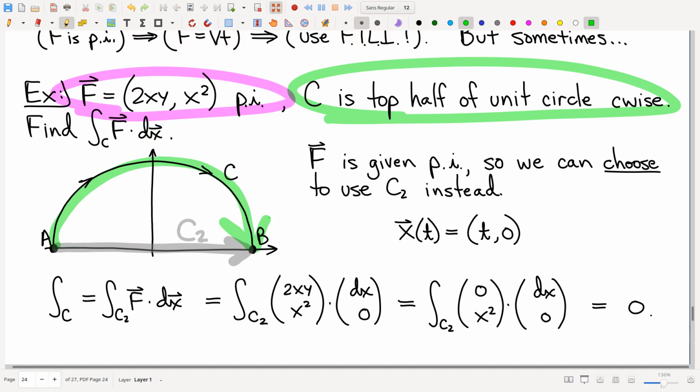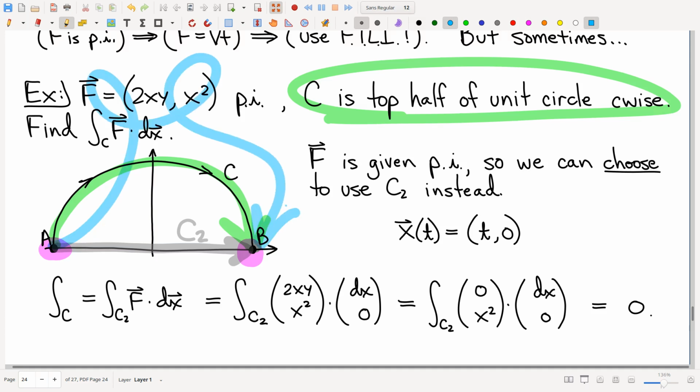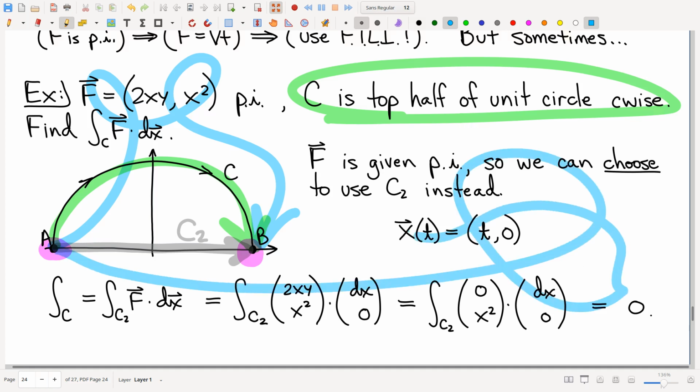Nobody wants that. Okay, but because my vector field is path independent, as long as I fix the starting point, as long as I fix the ending point, I can switch to any other curve I want. I could use that blue curve if I wanted to. I don't want to, but I could, right? And likewise, if you want to, you could use this curve. It's all fine. Any curve, as long as it starts at the right point and ends at the right point.